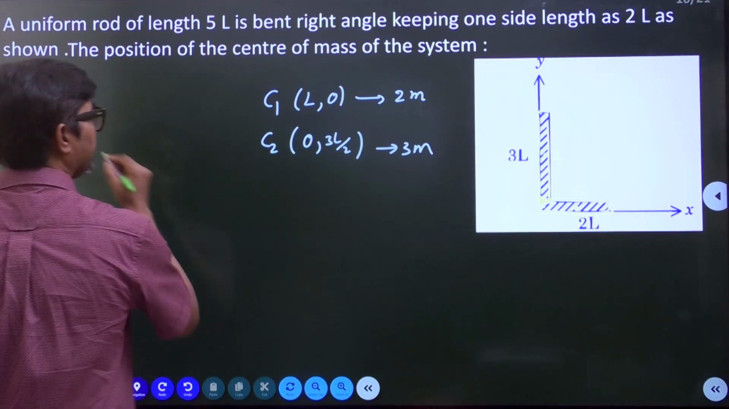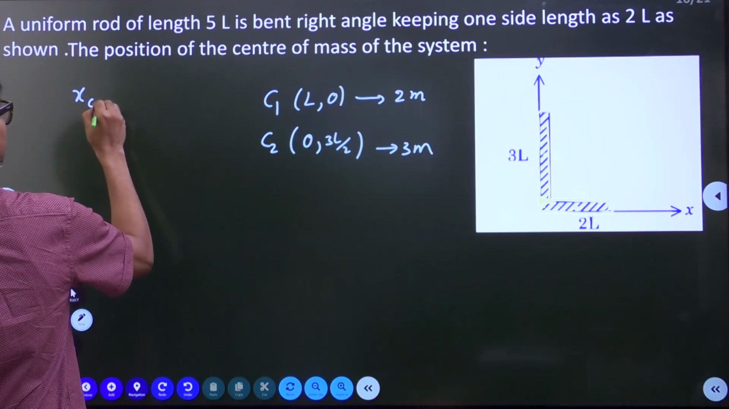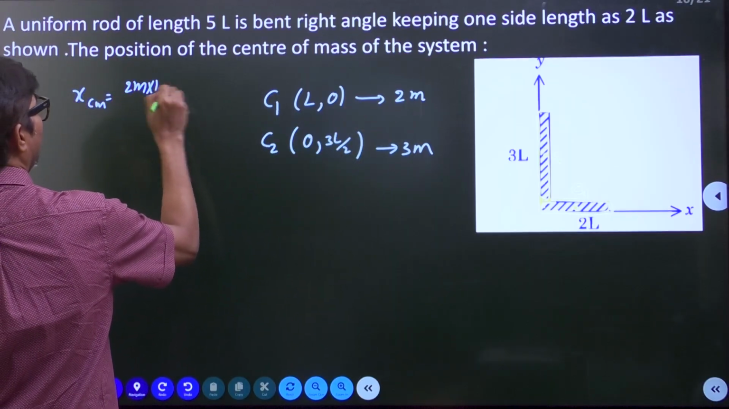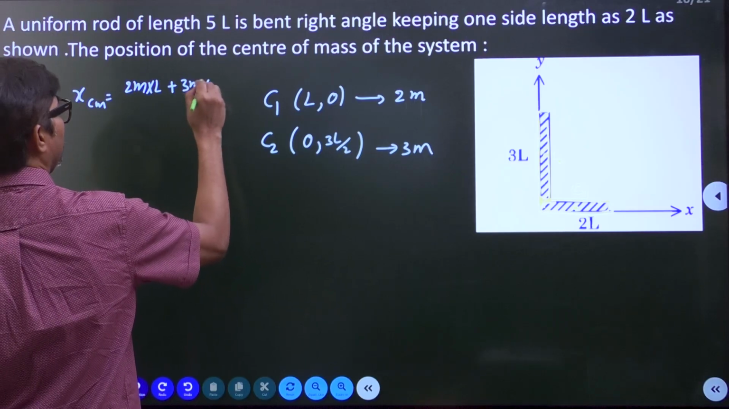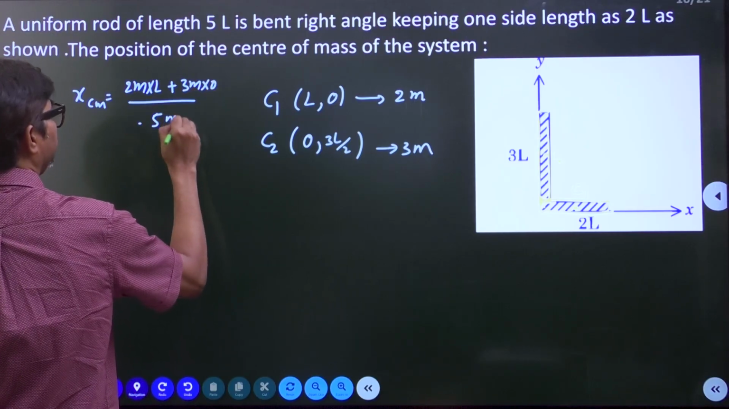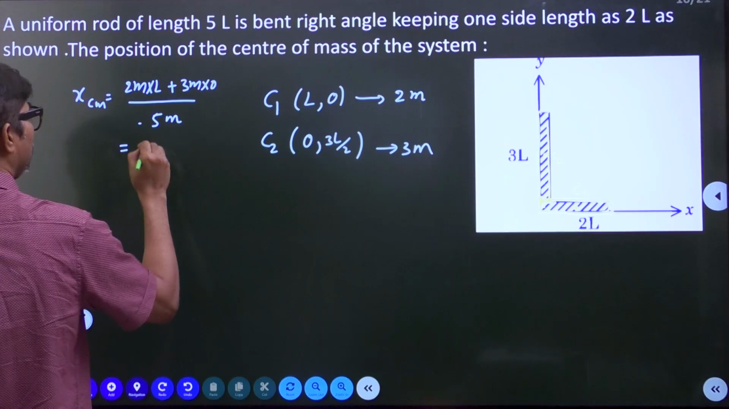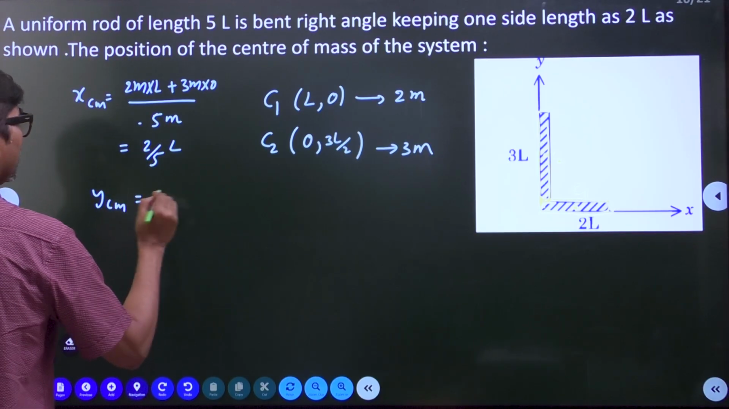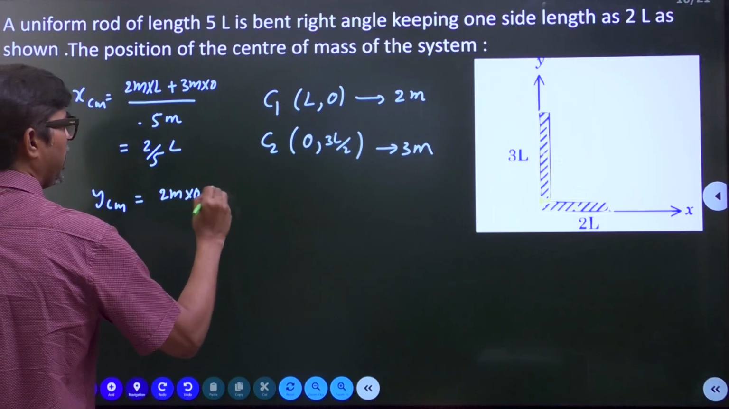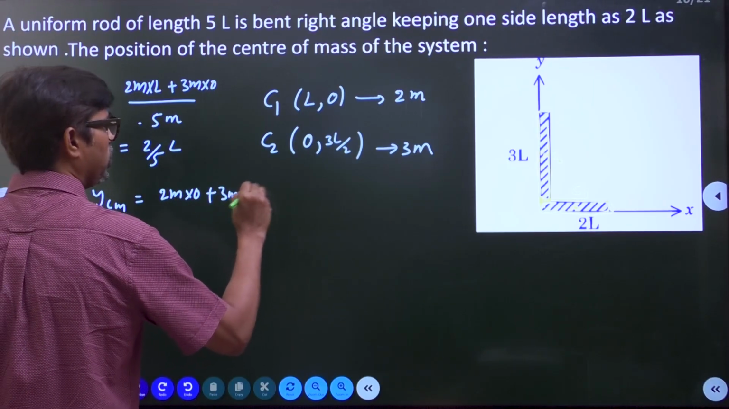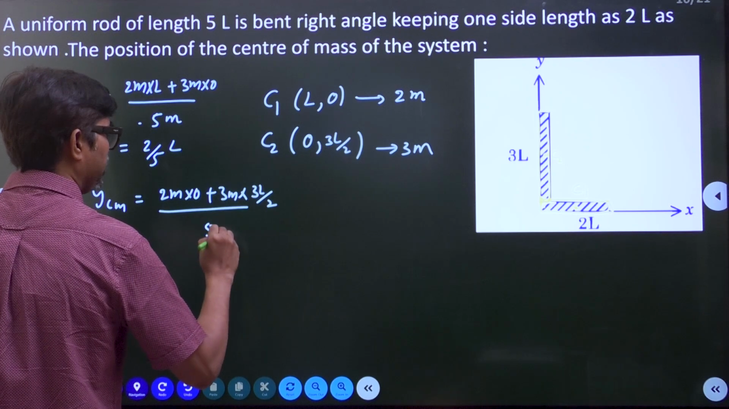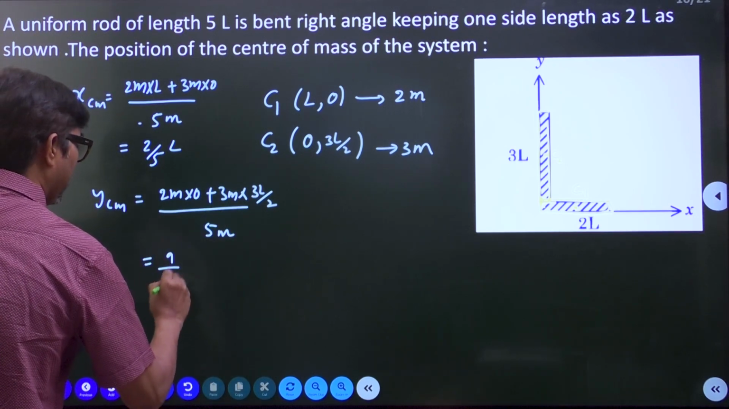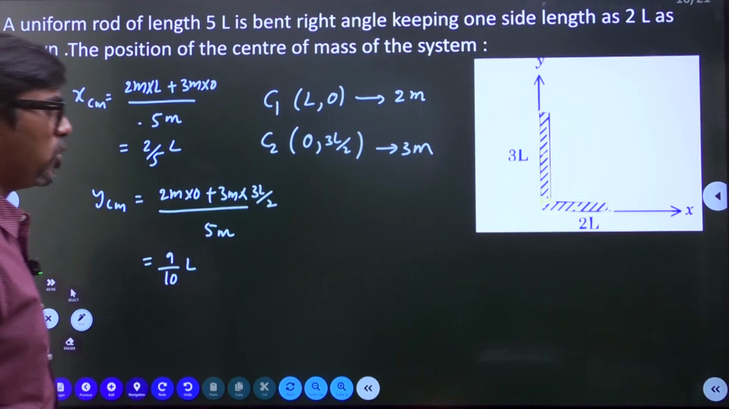Now we can write xcm here. xcm will be equal to 2m into L plus 3m into 0, divided by 5m. So m gets cancelled out, you will get 2 by 5 L. That's going to be the xcm. Same way, ycm is 2m into 0 plus 3m into 3L by 2, divided by 5m. So mass gets cancelled out, you will get 9 by 10 L. Those are going to be the coordinates there.